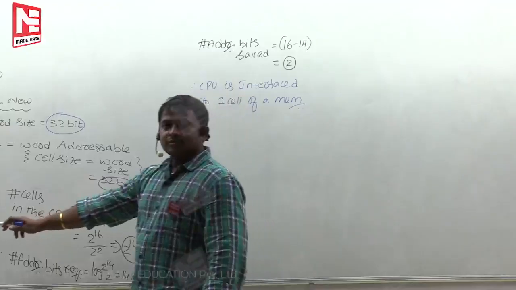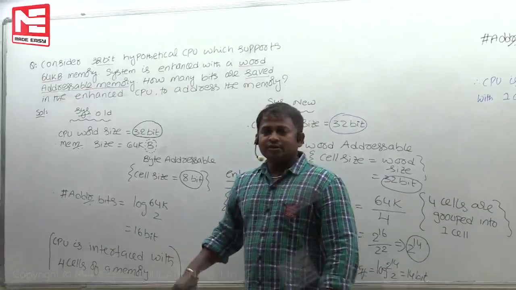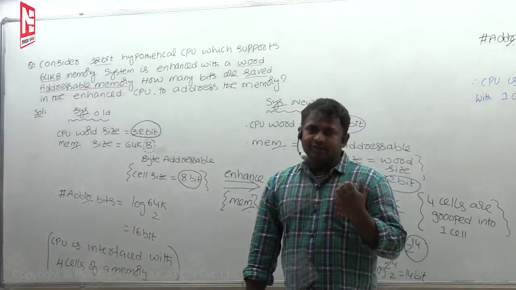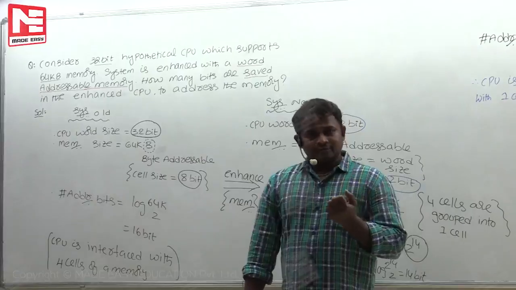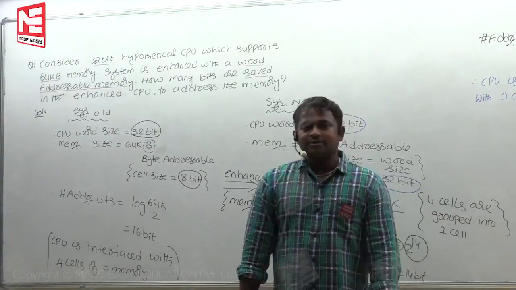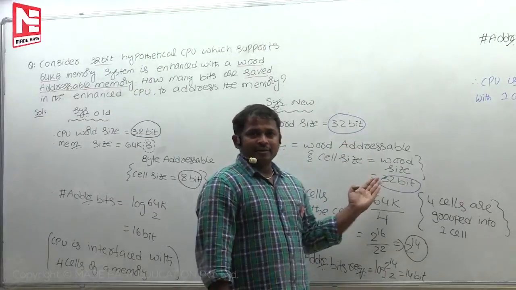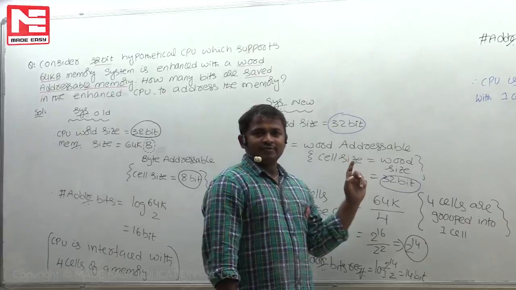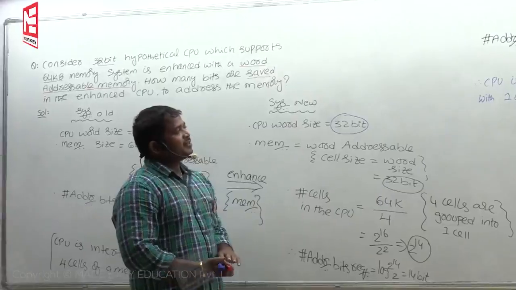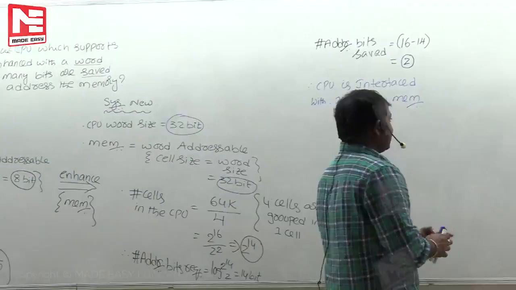In the old system, CPU to memory interfacing was in terms of 4 cells. So in the old system, memory data is byte wise, CPU data is word wise. So bytes are synchronized with the word with the help of the interfacing concept. Okay. So here CPU word length and memory cell length will be the same. That's why only one cell interfacing is there. Right? So here number of address bits saved equals 2. Only 2 bits are saved. Right? Next question.